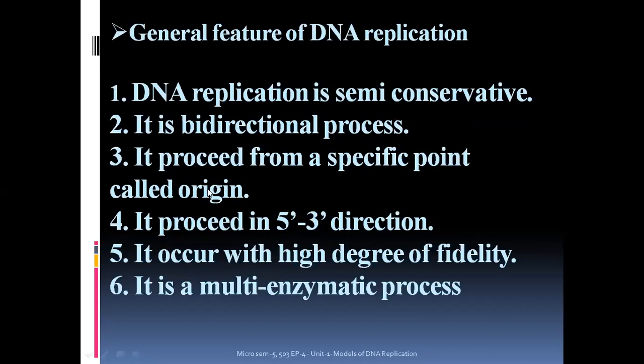So let's go further. Which are the general features of DNA replication? Various features are there. Here is a list of a few of them. DNA replication is semi-conservative. The first point itself says why it is semi-conservative; that is what we are going to study in the further slides. Next, it is a bi-directional process. It is never unidirectional. DNA replication is always a bi-directional process.